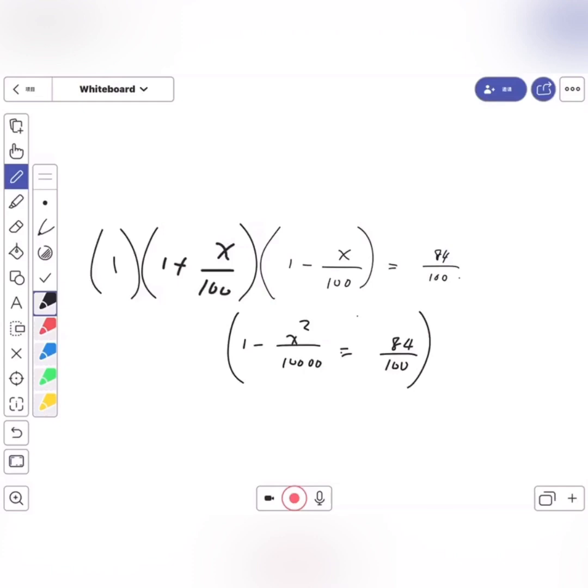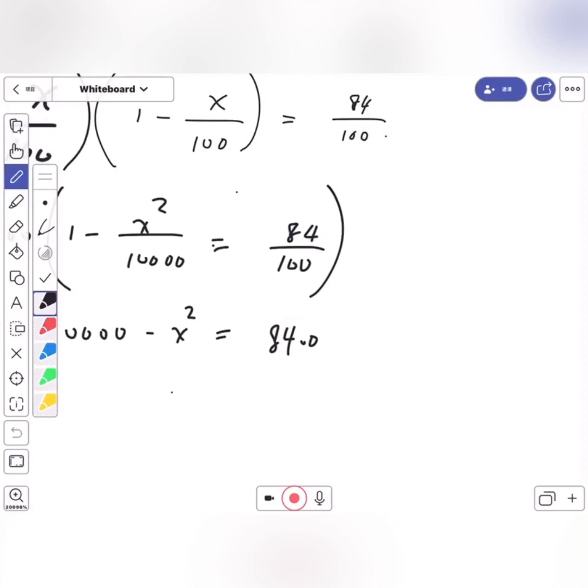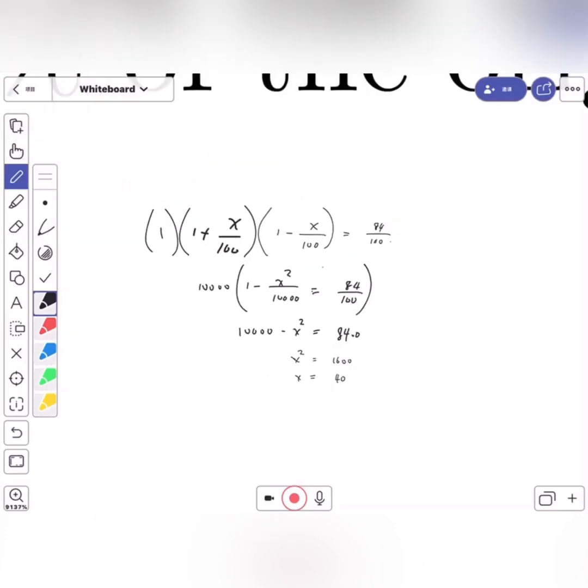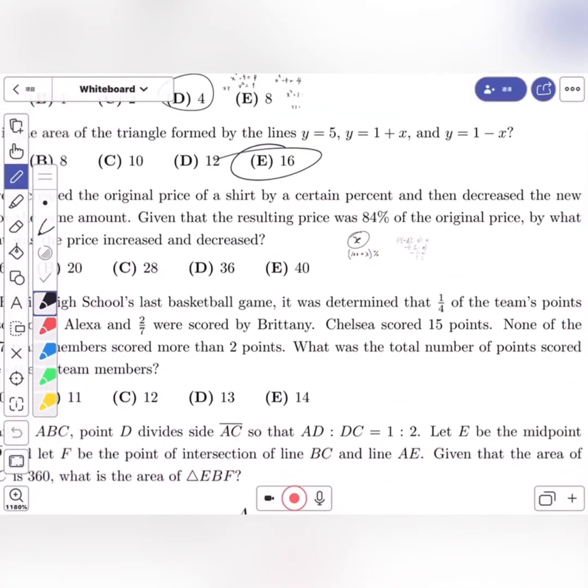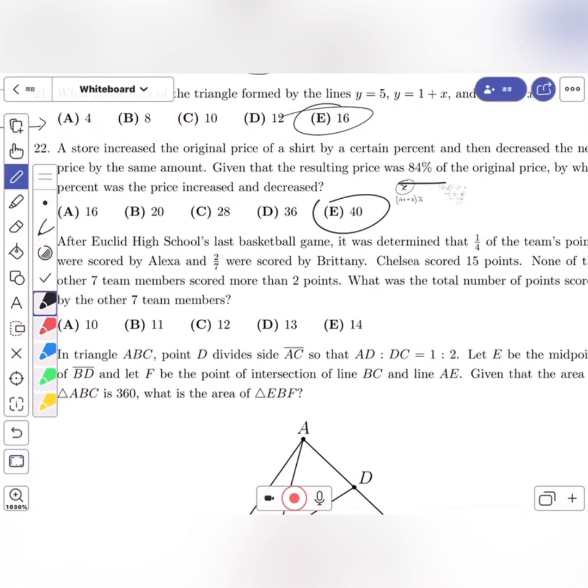Now we multiply both sides by 10,000. We're going to get 10,000 minus x squared is equal to 8,400. So x squared is equal to simply 1,600, which means x is equal to, we only take the positive, 40. So this basically means a 40% increase, and then a 40% decrease, and we get 84% of the original price. So E. So number 23.